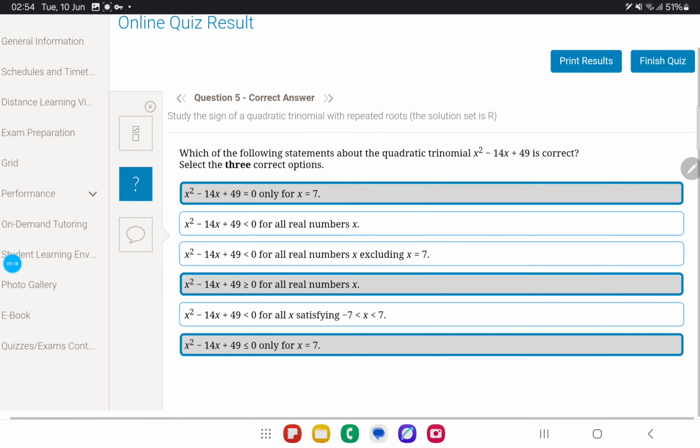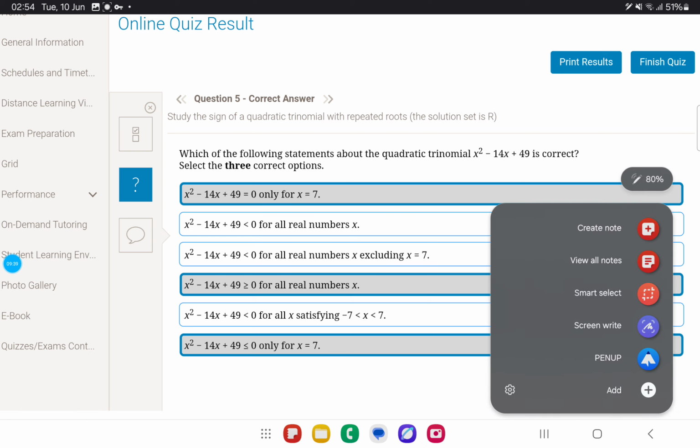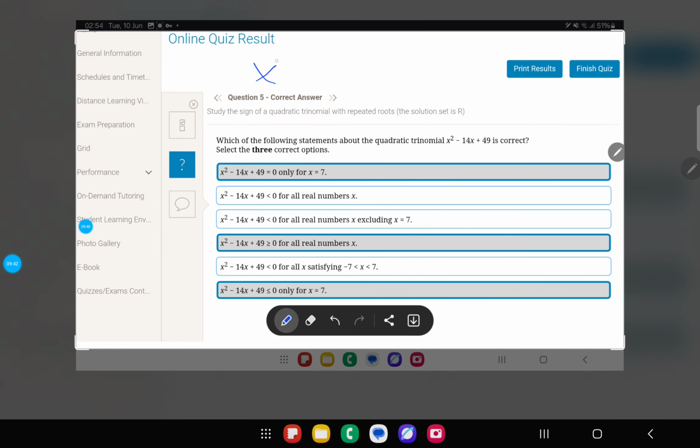Now, question 5. Which of the following statements about the quadratic trinomial x squared minus 14x plus 49 is correct? Select the 3 correct options. Okay, so you're gonna do, once again, the discriminant. 1, -14, 49. You're gonna get only one root. Okay? You're gonna get x equals 7. So since you have x equals 7, it's going to be easy. Only for x equals 7, so this is correct. This is the only root. Since when it's equal to 0, of course the root is x equals 7.